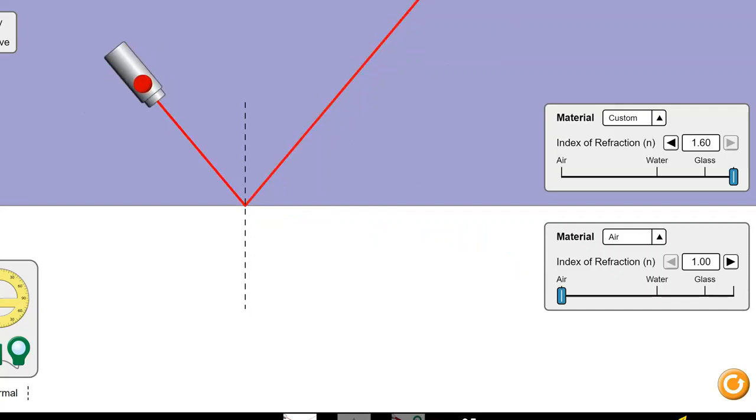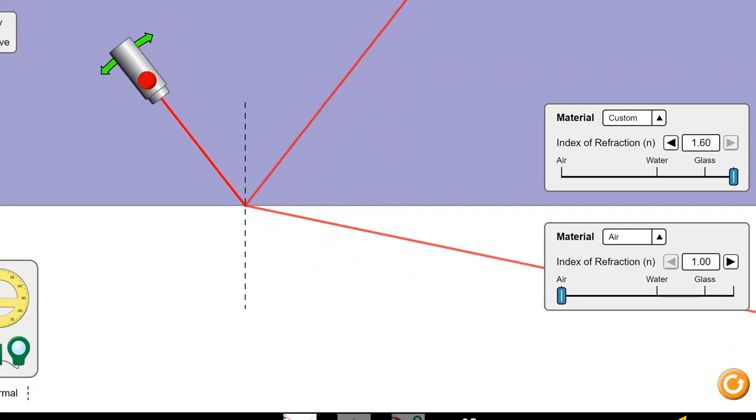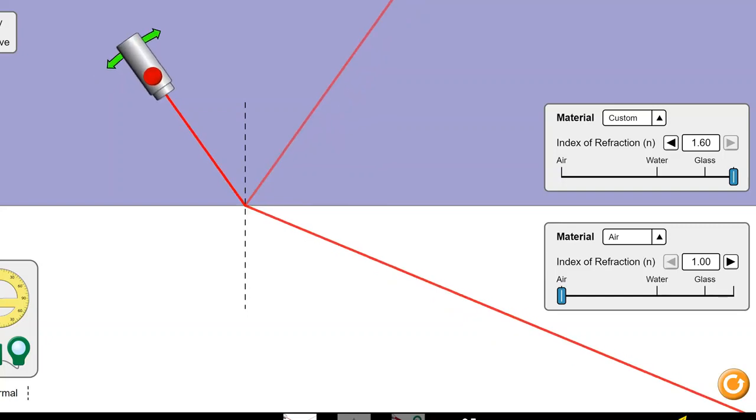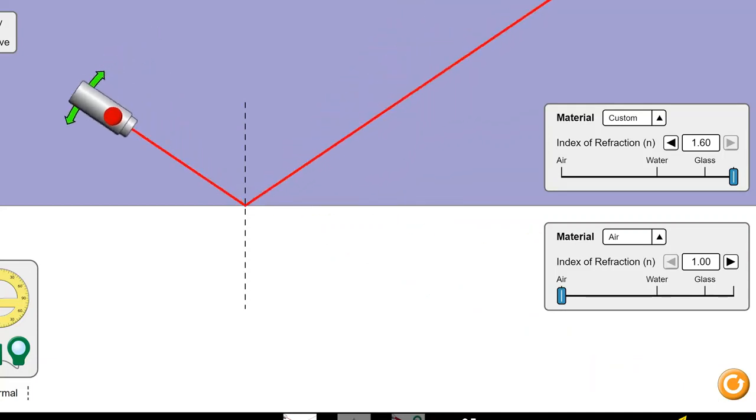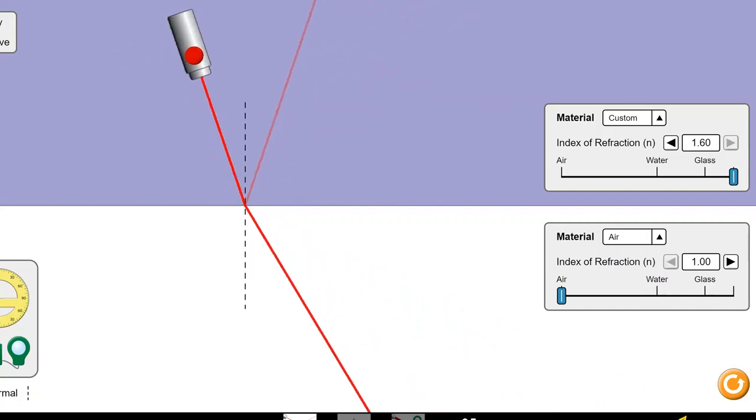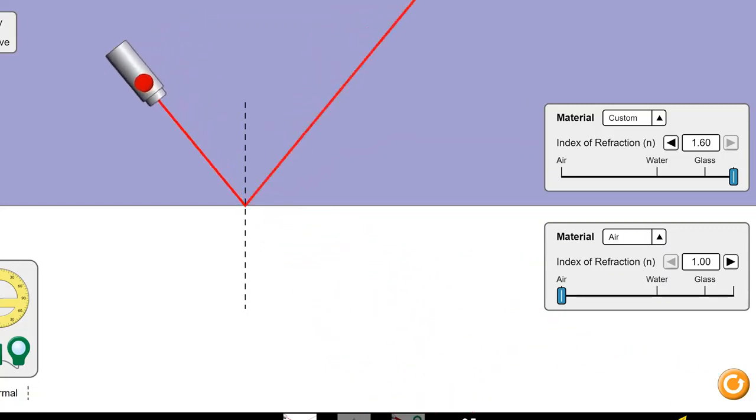So just to recap really quickly, the critical angle is the angle of incidence that creates an angle of refraction that is equal to 90 degrees. That's the critical angle. If the angle of incidence is greater than the critical angle, you get total internal reflection. If the angle of incidence is less than the critical angle, then you're not going to get that total internal reflection. You get some partial reflection, but part of it is also refracted.